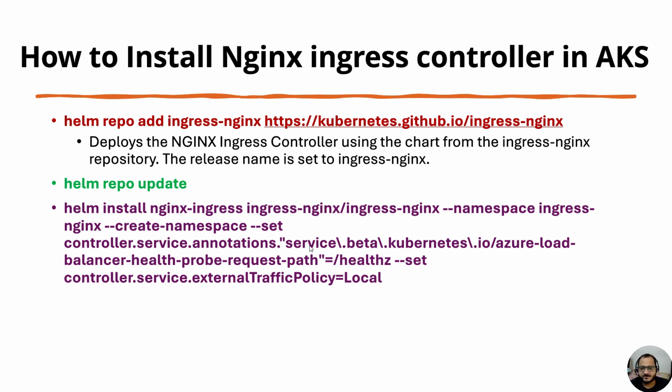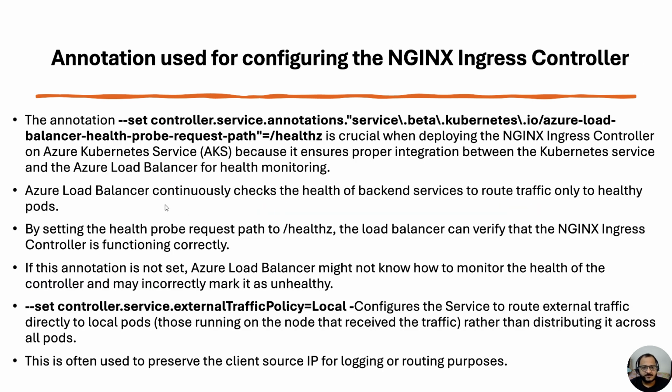So let's understand how this particular flag works. What's the use of this flag, or annotation we can say, which we are using here? This annotation is crucial when deploying the Nginx Ingress Controller on AKS, because it ensures proper integration between Kubernetes services and your Azure Load Balancer. Azure Load Balancer continuously checks the health of backend services to route the traffic, so it always routes traffic to healthy nodes or healthy pods.